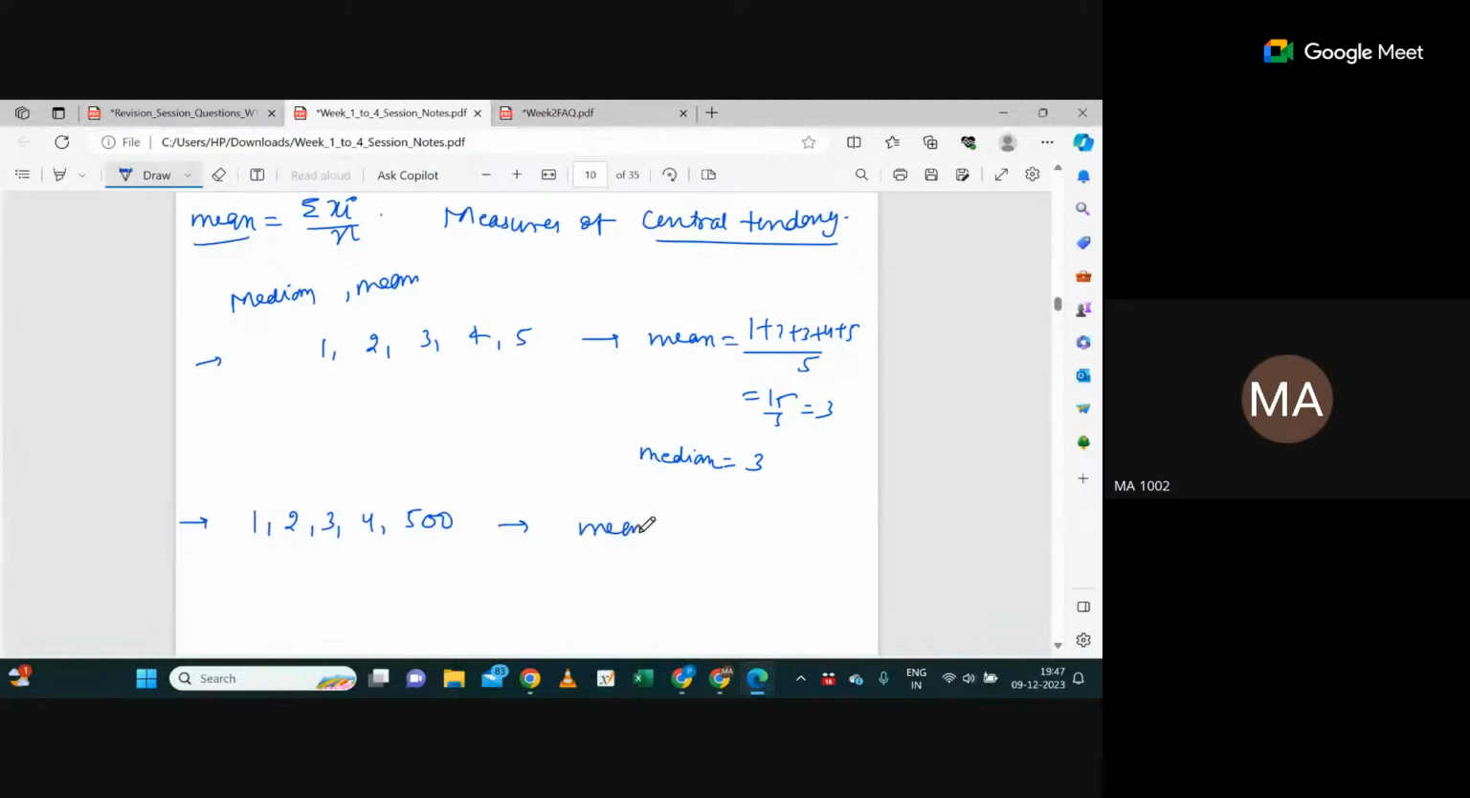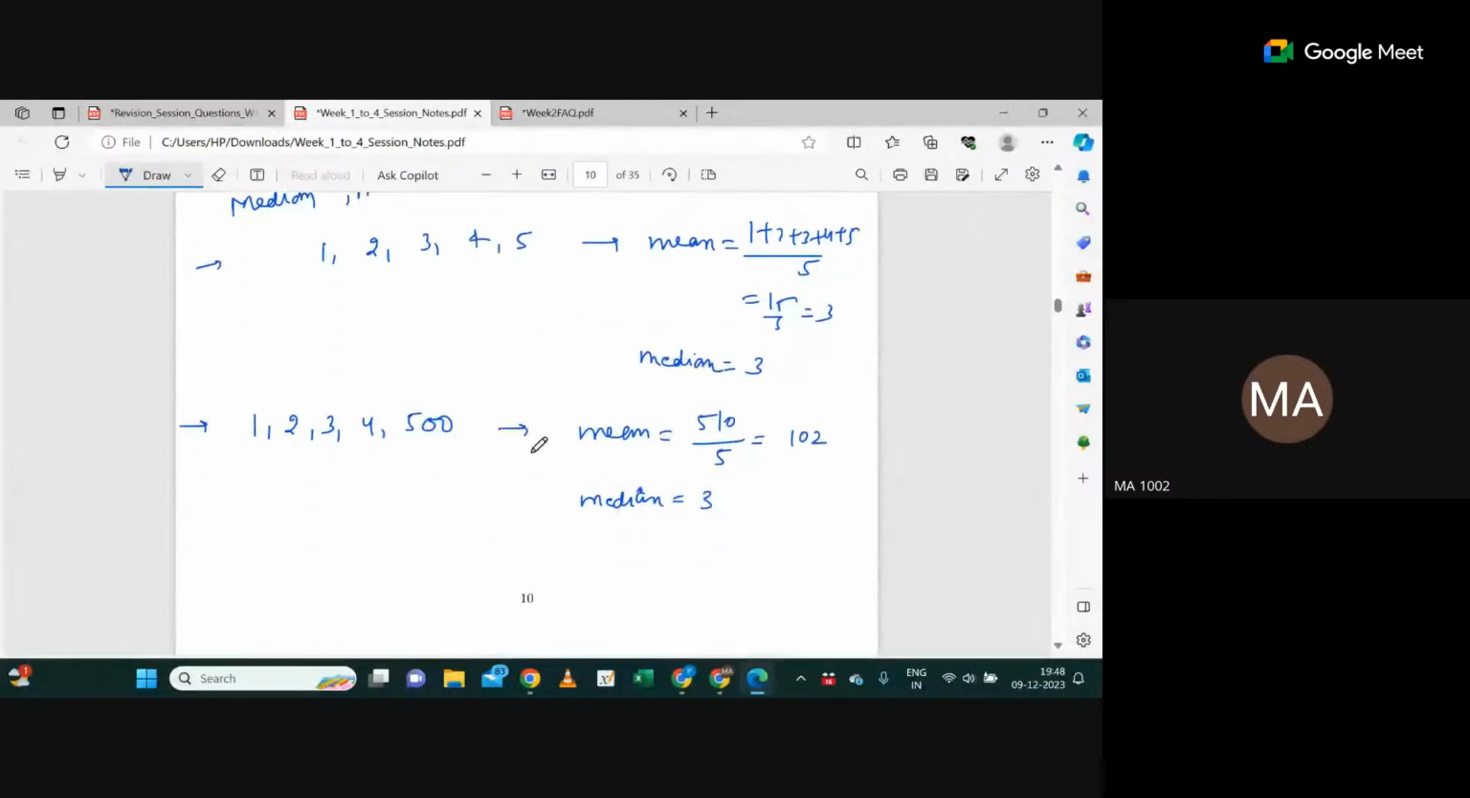So the mean will be 510, the addition of all this, divided by 5, right? And what is the median? Three. The median is still 3, right? So you can see simply that the mean is more sensitive to outliers, right? Because by one extreme value it got changed. There is a significant change in the value of the mean, while the median is the same. So the mean is more sensitive to the outliers while the median is not. Okay.